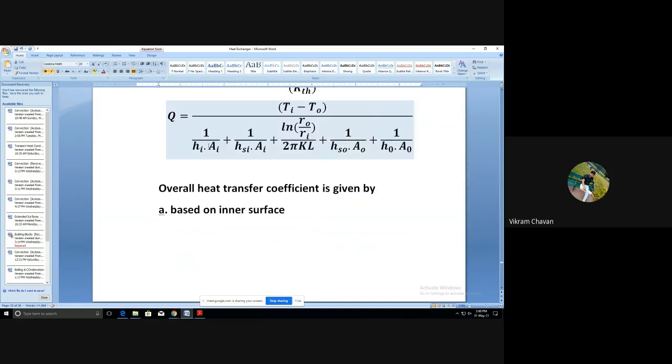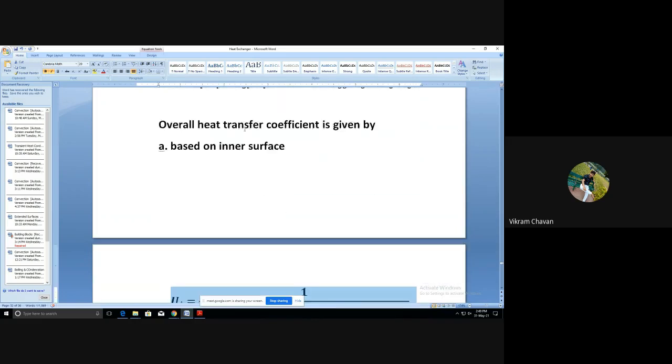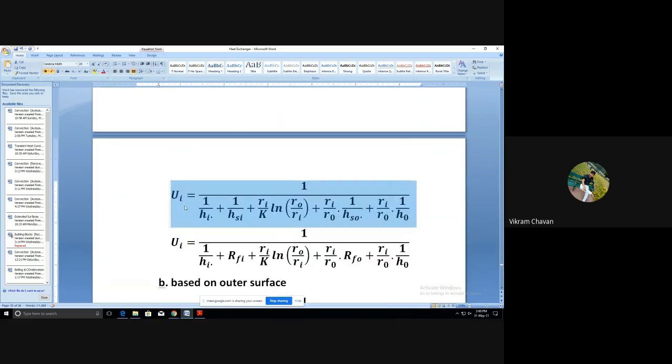If you take the common A_i from this equation and shift it to the numerator side, then whatever remains, if you remove A_i and (T_i minus T_o), you will get U_i. So U_i will be equal to 1 divided by h_i, plus 1 divided by h_si, plus r_i divided by k multiplied by ln of r_o divided by r_i, plus r_i divided by r_o multiplied by 1 divided by h_so, plus r_i divided by r_o multiplied by 1 divided by h_o.